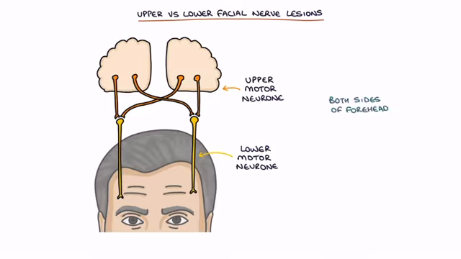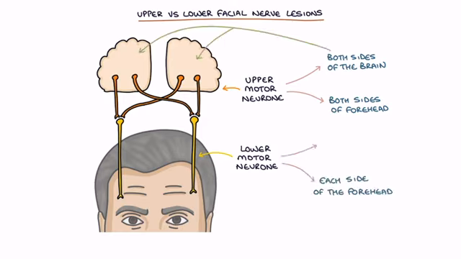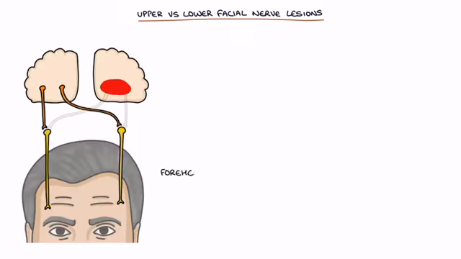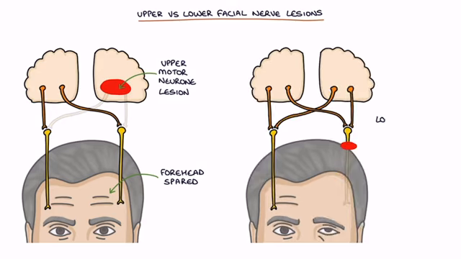Each side of the forehead has upper motor neurone innervation by both sides of the brain. However, each side of the forehead only has lower motor neurone innervation from one side of the brain. The forehead will be spared in an upper motor neurone lesion, meaning that the patient can move their forehead on the affected side. In a lower motor neurone lesion, the forehead is not spared, and the patient cannot move their forehead on the affected side.